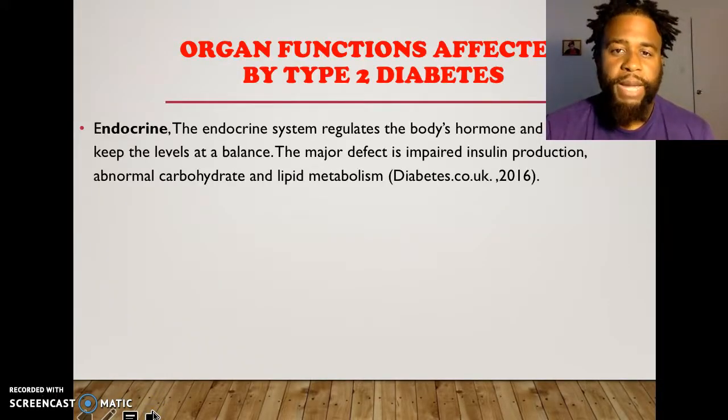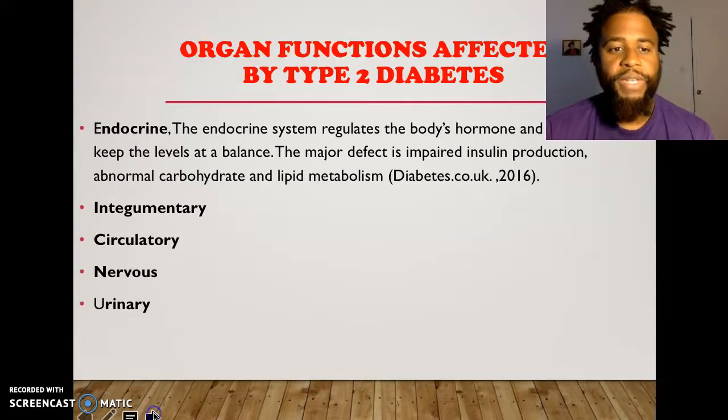Organ functions affected by type 2 diabetes. The endocrine system regulates the body's hormones and keeps the levels balanced. Other systems affected are the integumentary, circulatory, nervous, and urinary.